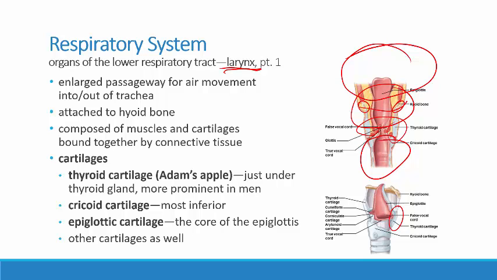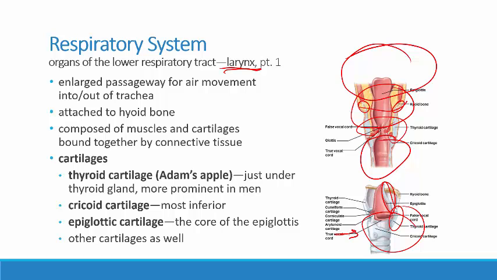The cricoid cartilage is the most inferior of the cartilages. And here we are looking at it now, from the side. So here's the anterior surface. And the epiglottic cartilage is the core of the epiglottis. So here's the epiglottic cartilage. And then there are other cartilages as well, but those are the three most important ones.